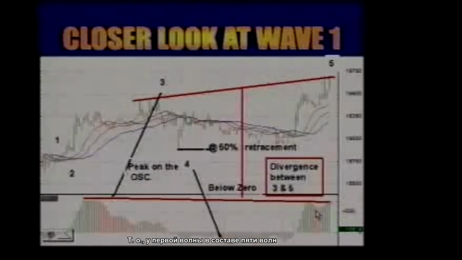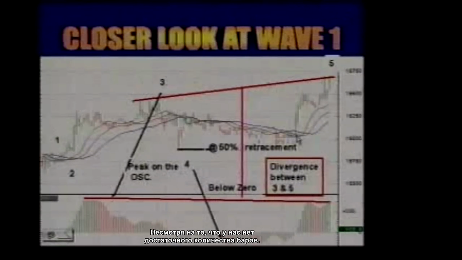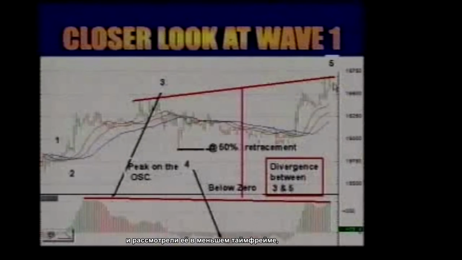So the wave 1 within that 5 waves of the last chart has also 5 waves. And look at this. Wave 5 of wave 1 here has a very clear Elliott wave formation, even though we don't have an adequate number of bars. If we took this wave 5 of wave 1 to a smaller time frame so that the wave had 140 bars, you would have a very similar configuration on the AO.